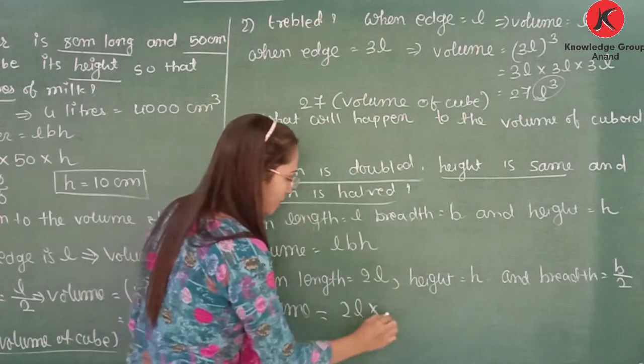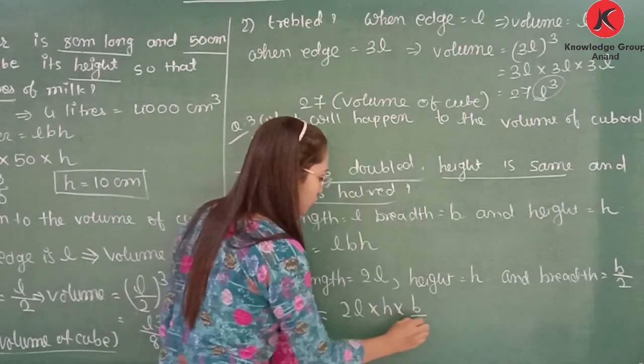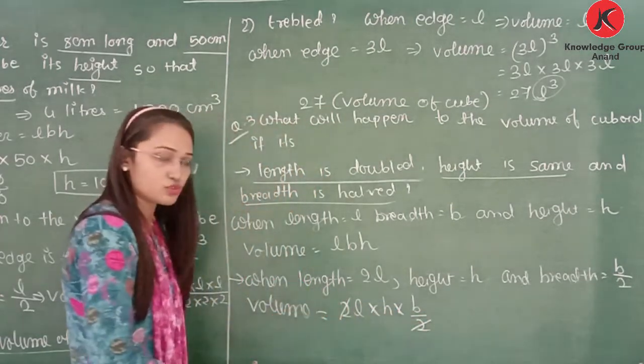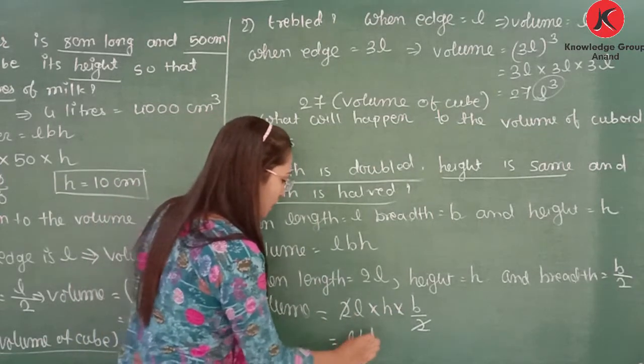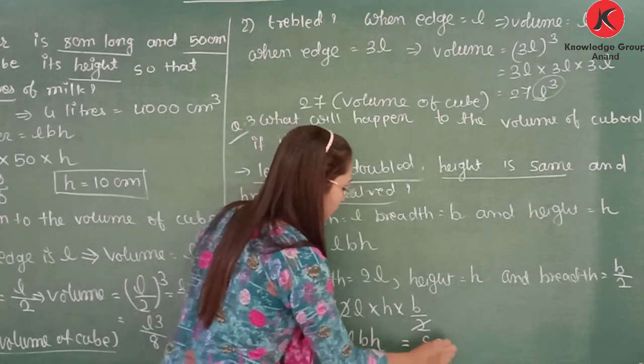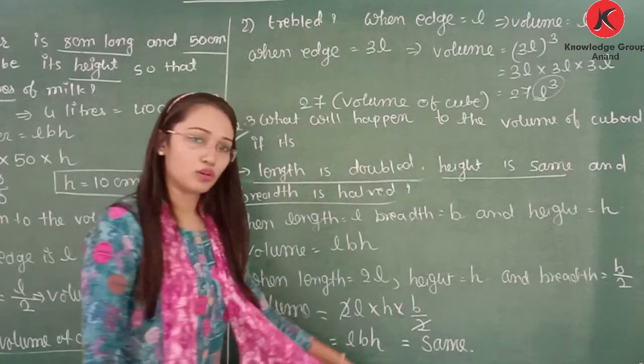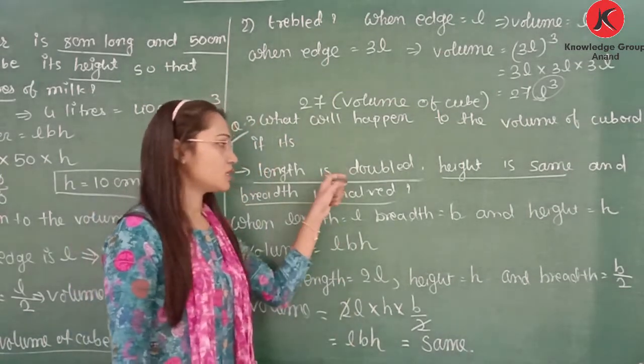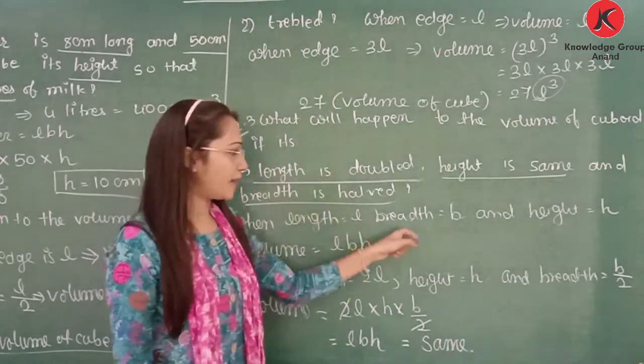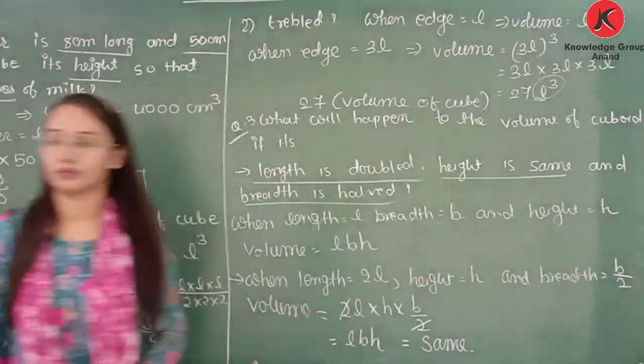2L multiplied by H multiplied by B by 2. So here we can cancel out this 2. So it is again LBH. So it is the same. You can write it is the same volume as when the length is L, breadth B, and height H.